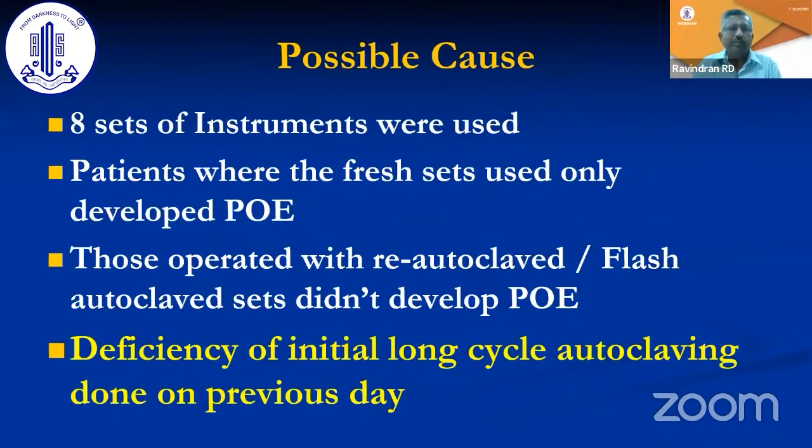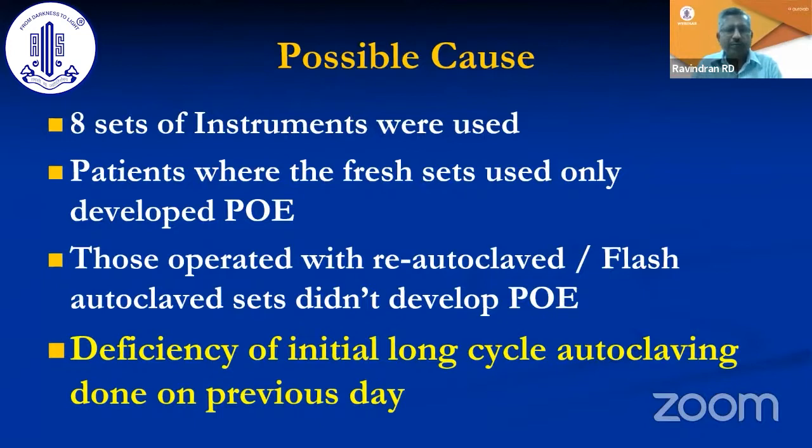So when we looked at the possible cause, on a particular day, 8 sets of instruments were used. Which means these 8 sets of instruments were autoclaved, and had undergone a long cycle autoclaving the previous day. So only the patients where we had used the fresh sets had developed endophthalmitis. So of the 8 sets, 4 were meant for phaco. Those 4, the first 4, developed endophthalmitis.